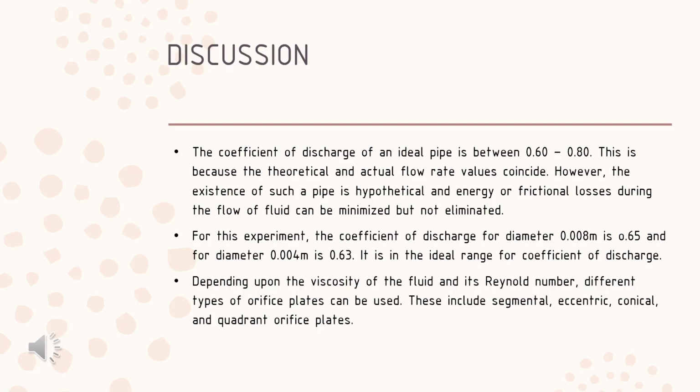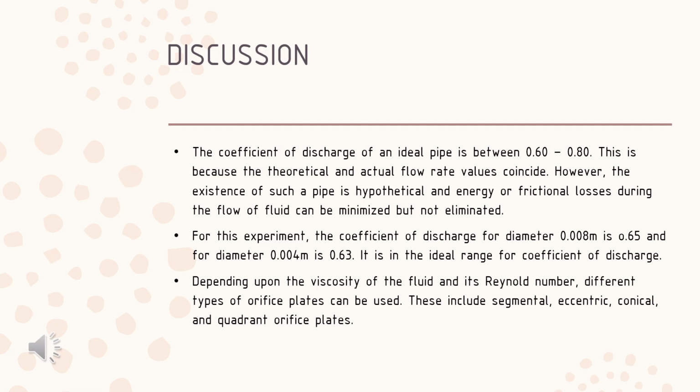My name is Nurul Faraiza and I will explain about the discussion. The coefficient of discharge of an ideal pipe is between 0.60 and 0.80. This is because the theoretical and actual flow rate values coincide. However, the existence of such a pipe is hypothetical, and the energy of frictional losses during the flow of fluid can be minimized but not eliminated.